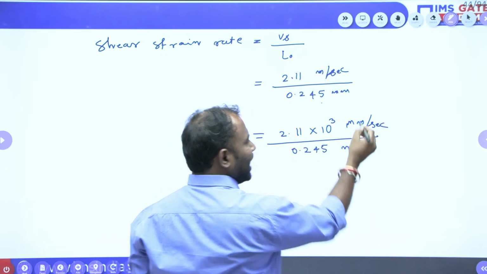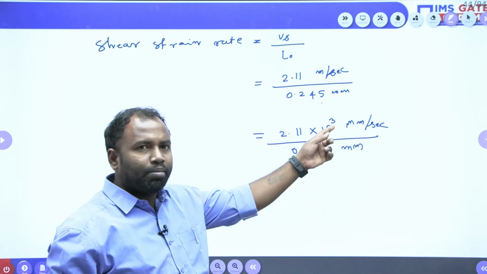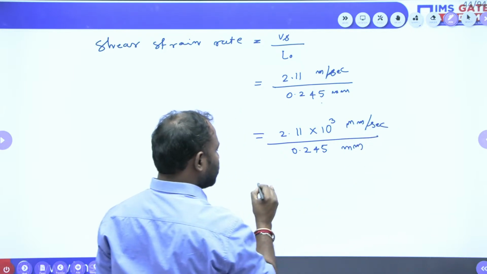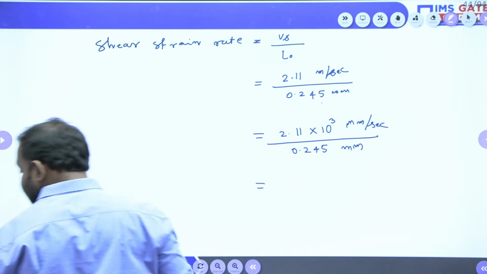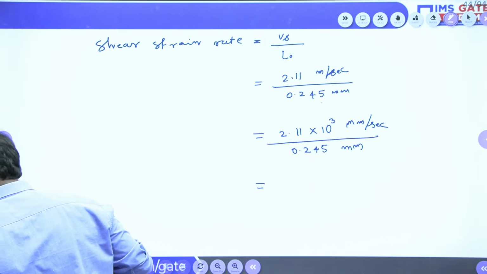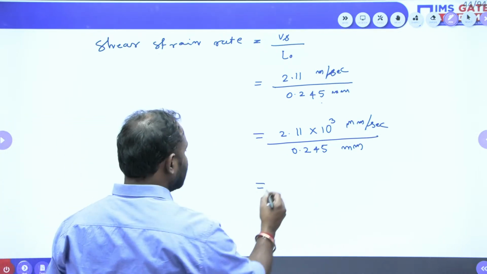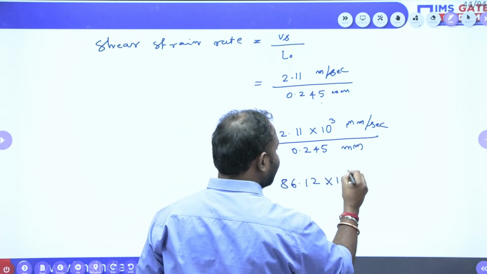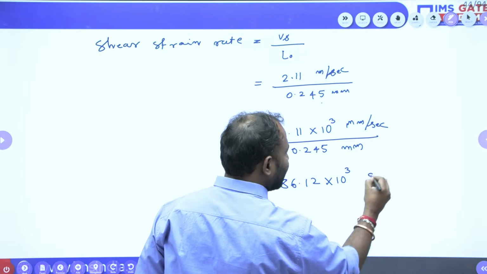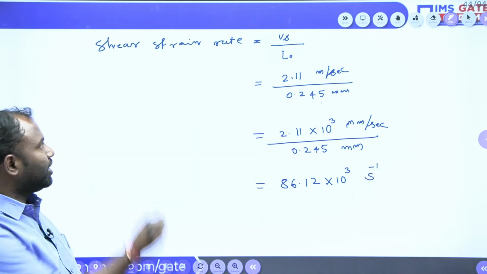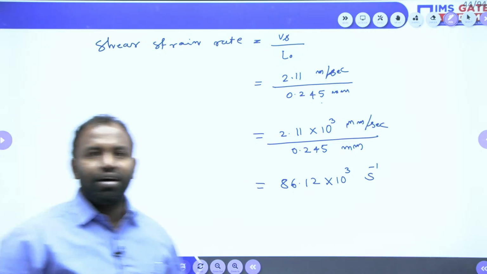Okay, so now mm will get cancelled, guys, and second 1 by second you will get, so that the answer is shear strain rate 86.12 into 10 to the power of 3, 1 by second, so I can write it as second inverse. Clear, everybody? So like that you are supposed to calculate your parameters.